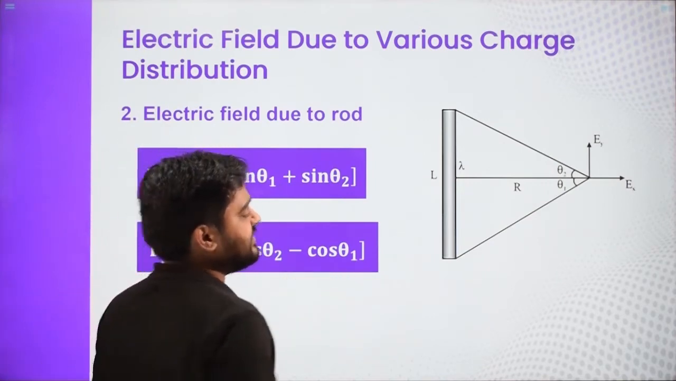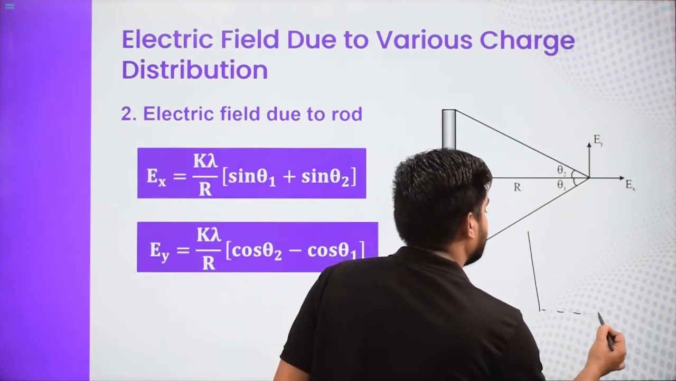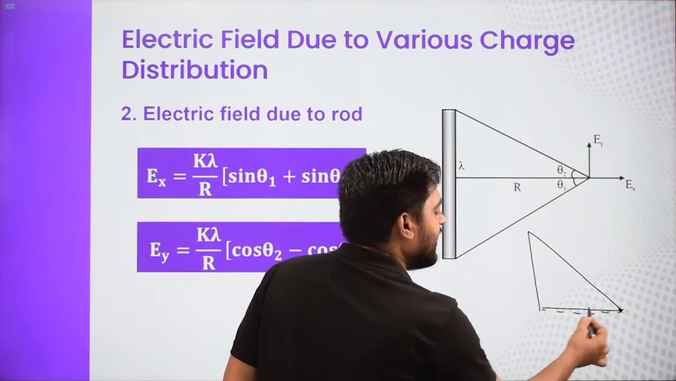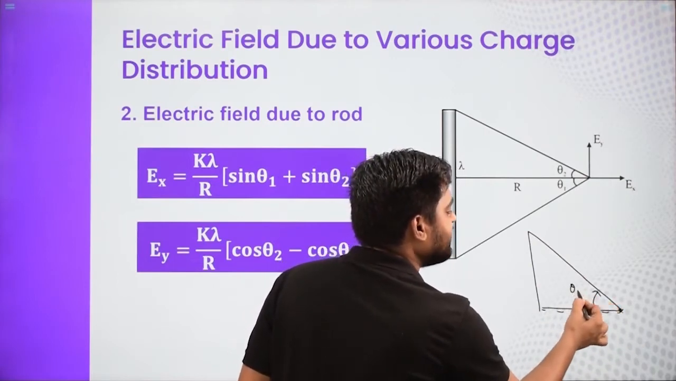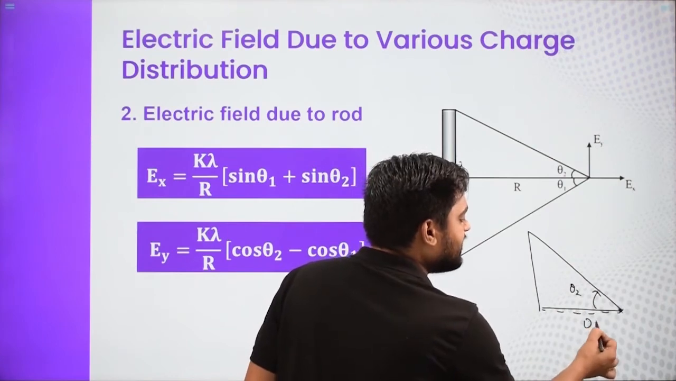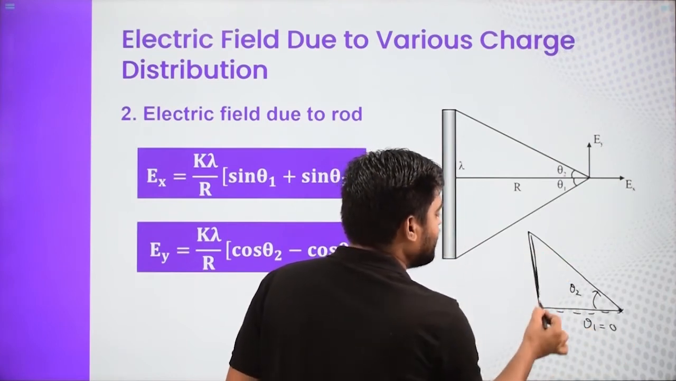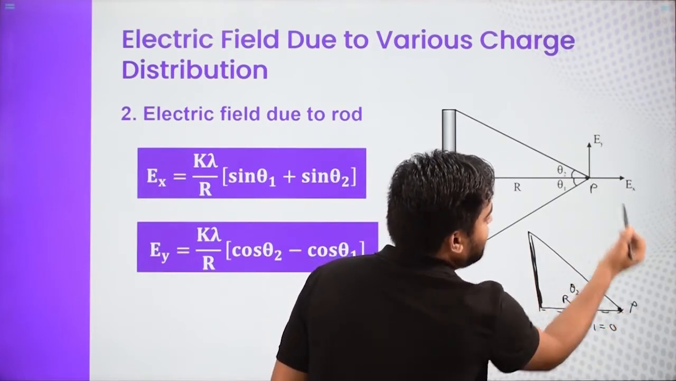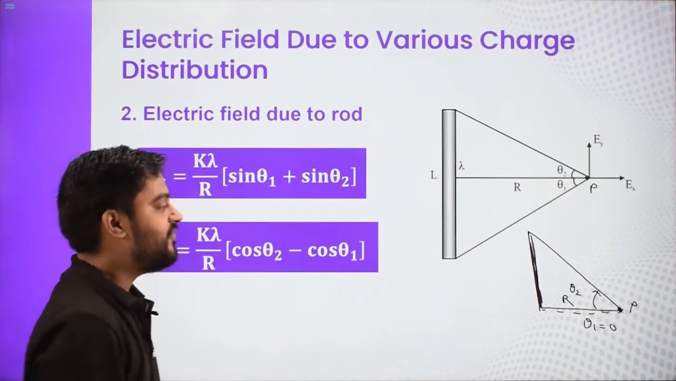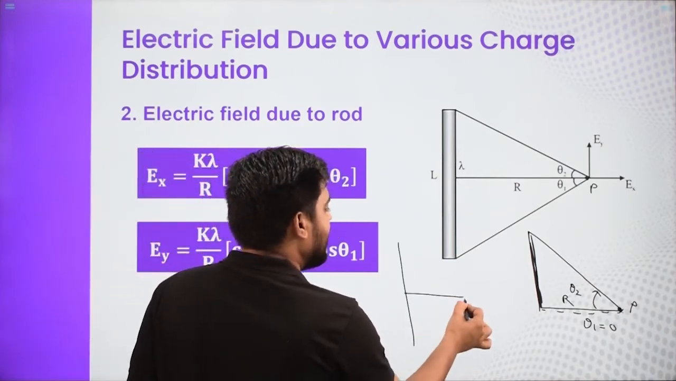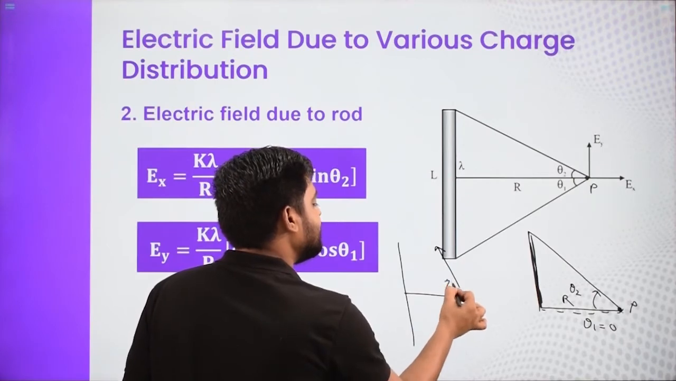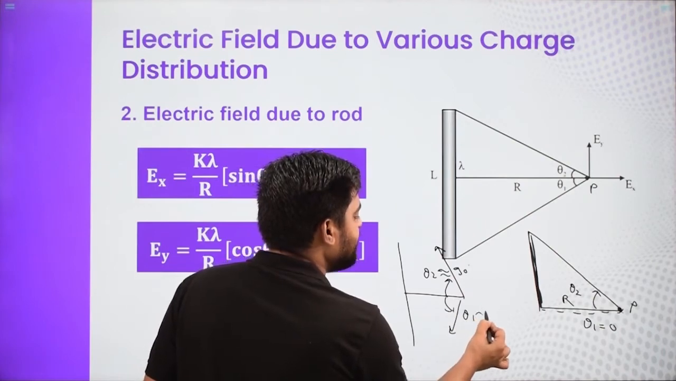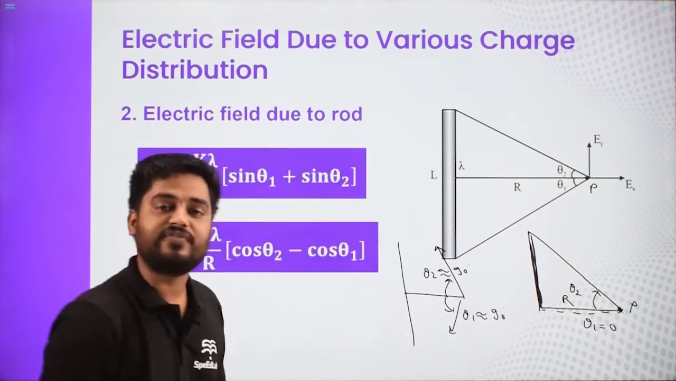If we discuss some of the cases, what if this is the rod and we have to find the field over here? We just join both of its ends from here and here to this reference line. This is my theta 2. And what about theta 1? Theta 1 is 0 in this case. So if we are talking about a rod and the point P lies at r distance, then theta 1 will be 0. If we have an infinite rod, then theta 2 is approximately 90 degrees and theta 1 is also approximately 90 degrees. So when we put that, we get different cases.